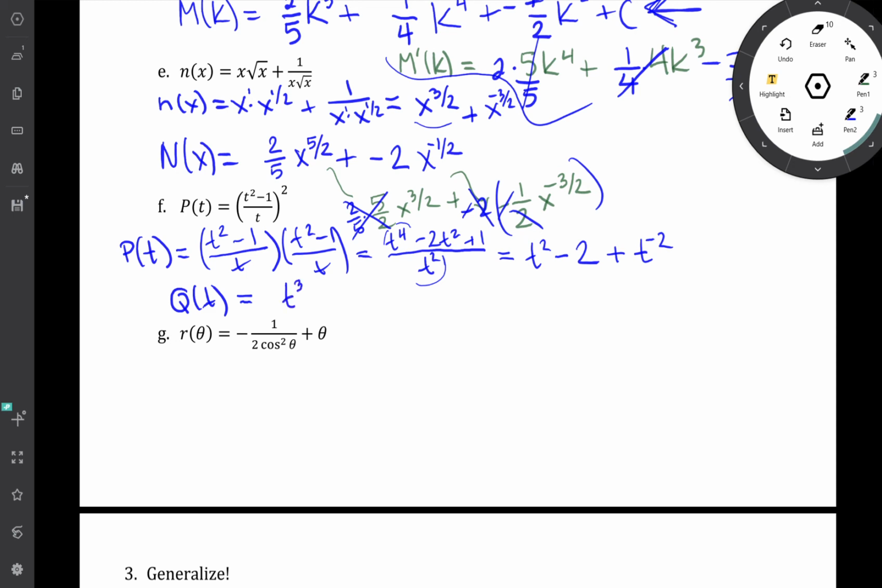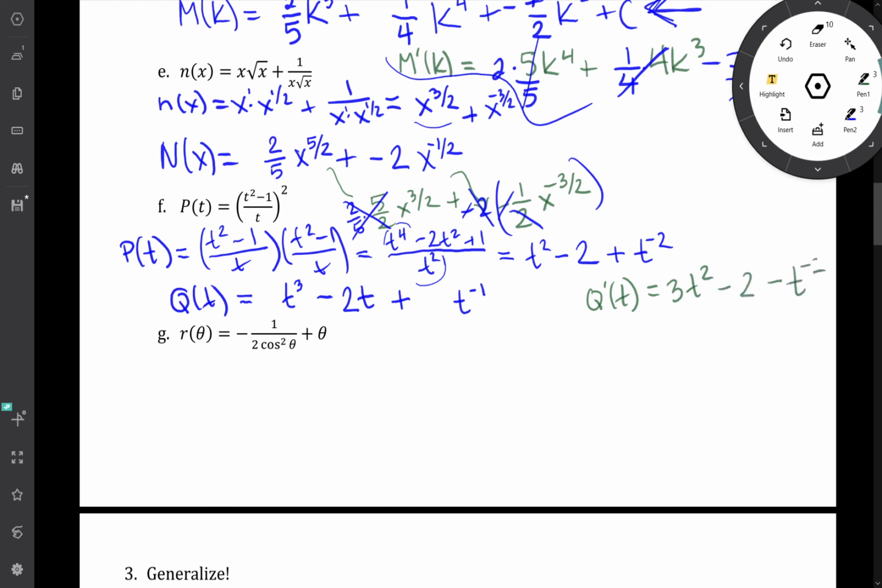If you can spot the constant right away, just put it in there. I'm just trying to demonstrate a little of this guess and check process. I'm pretty confident about negative 2 coming straight from negative 2t. And then if I'm going to get a t to the negative 2, I better have started with a t to the negative 1. So if we start doing our check, we get 3t squared minus 2 minus t to the negative 2. So we need to fix this 3 and this negative 1.